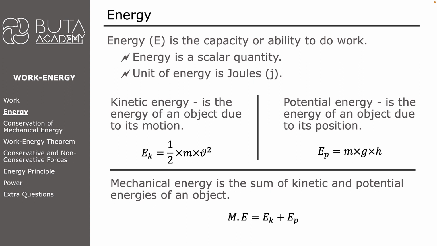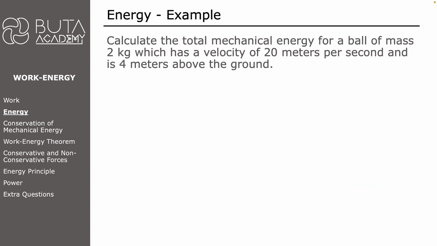We can solve a simple example to see all the information we learned today in action. Calculate the total mechanical energy for a ball of mass 2 kgs, which has a velocity of 20 meters per second and is 4 meters above the ground.